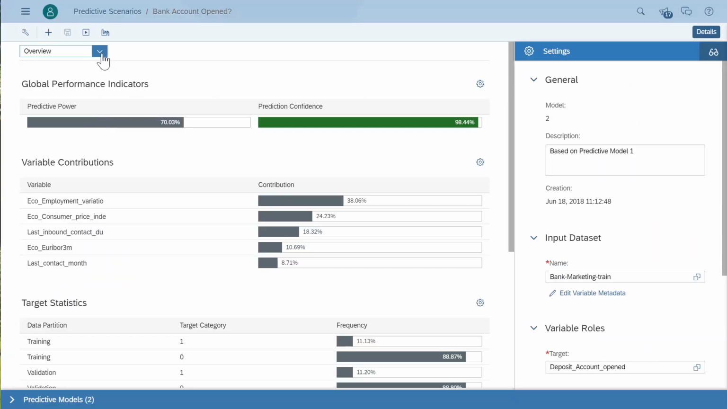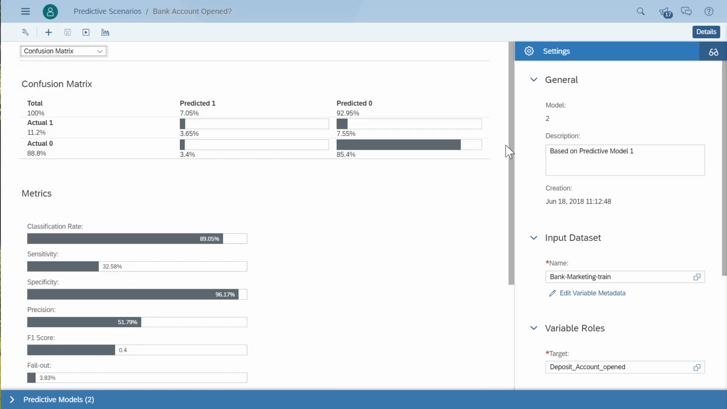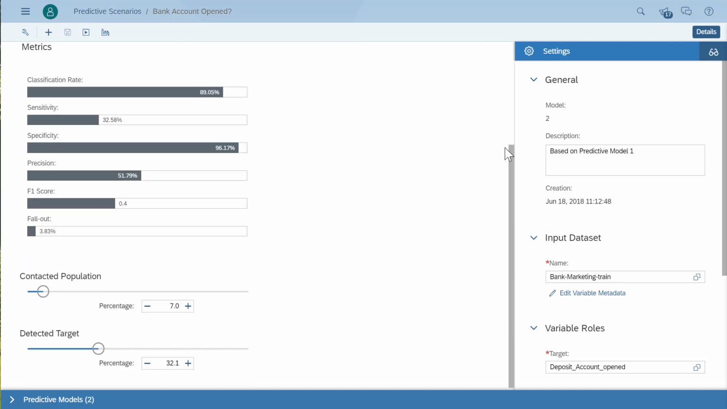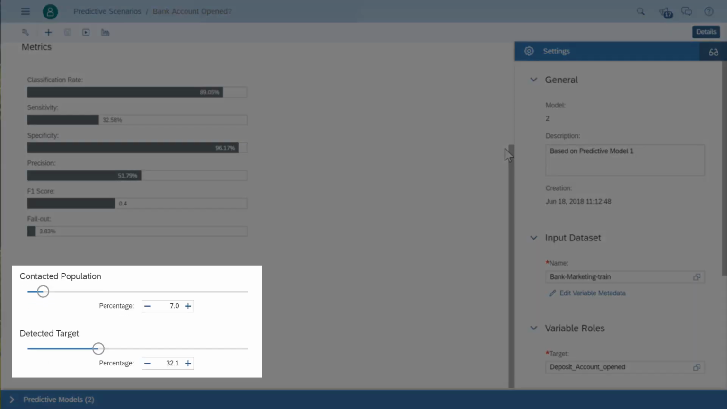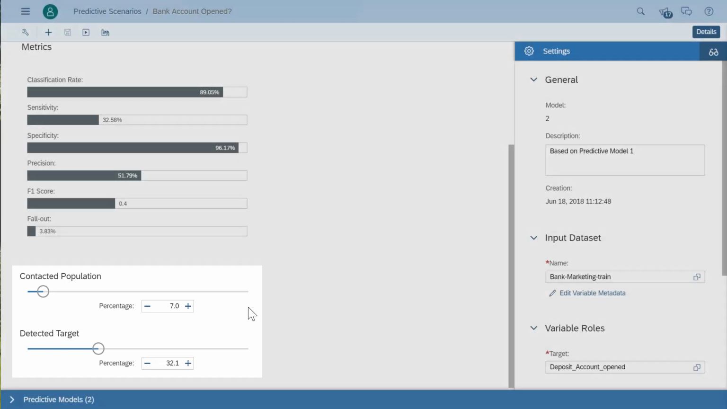The confusion matrix is a table that compares predictions with actual values from your training data set based on a selected threshold. In our example, the threshold is set at 7%. This means that if you contact 7% of your customers with the Open an Account campaign, you'll reach 32% of those who actually will open a deposit account.